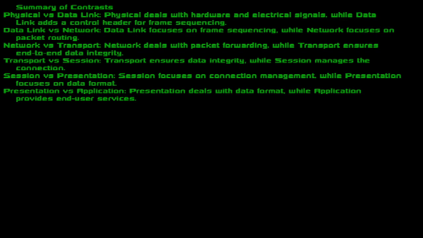Summary of contrasts. Physical versus data link: physical deals with hardware and electrical signals, while data link adds a control header for frame sequencing. Data link versus network: data link focuses on frame sequencing, while network focuses on packet routing. Network versus transport: network deals with packet forwarding, while transport ensures end-to-end data integrity.